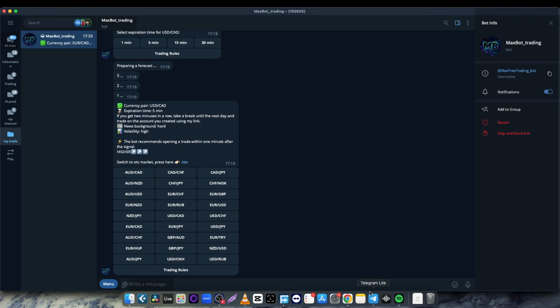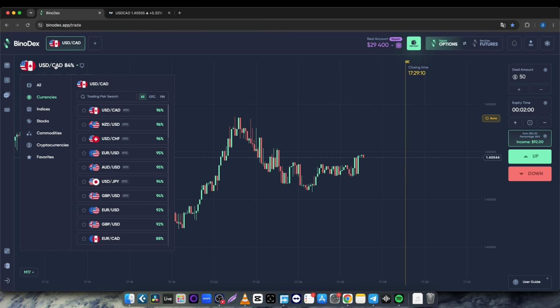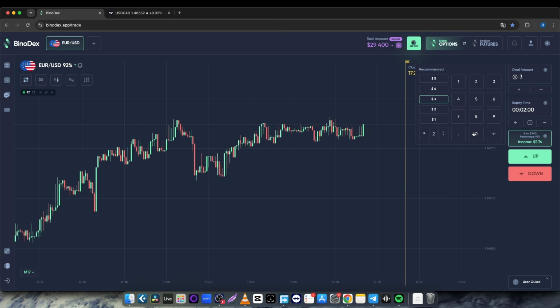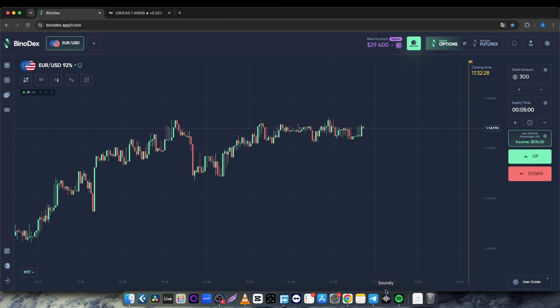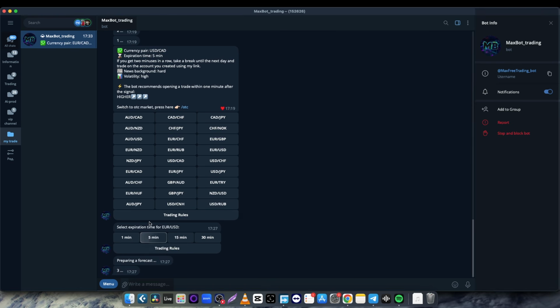Pay attention to the bot interface. I choose a currency pair from the list. For my first trade, I chose the euro and the US dollar. After this, you need to switch to the Pocket Option broker and preset this currency pair. Let's set the expiration time to 5 minutes, and the investment amount for the first trade will be $300. Well, everything's ready. Now I'll go to Telegram and press the 5-minute expiration time button.